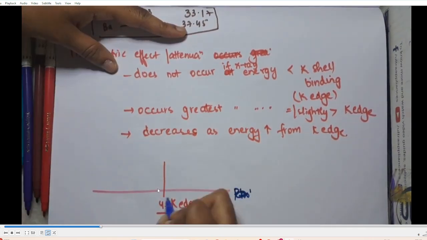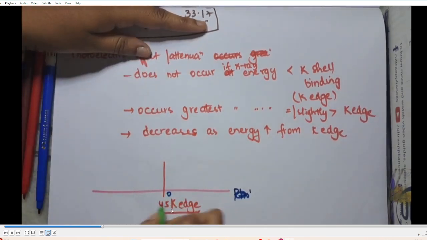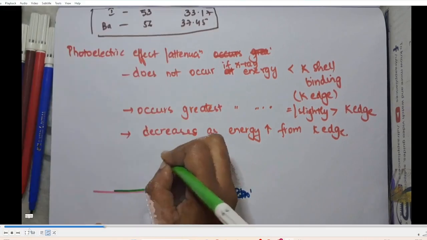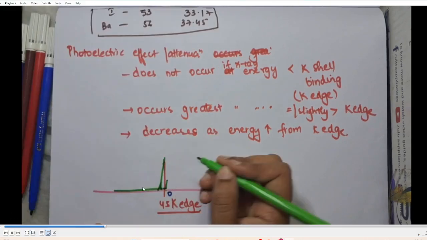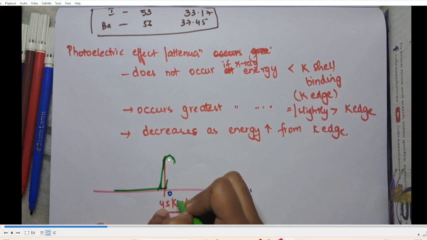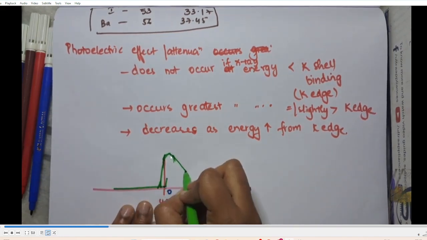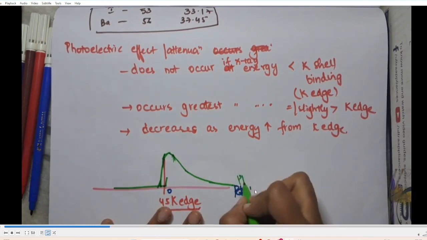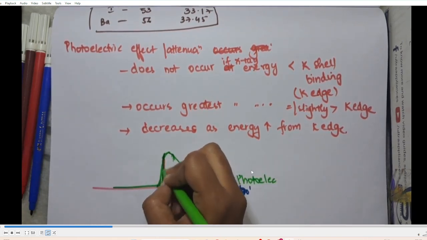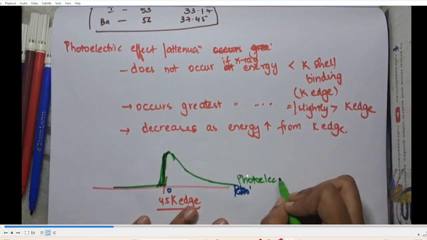So if 45 kilo electron volts is the K edge, no X-ray absorption occurs below the K edge, and just at the K edge or slightly above, the X-ray absorption or photoelectric attenuation will be maximum, and slowly it decreases as the energy increases above the K edge. So this is photoelectric attenuation.